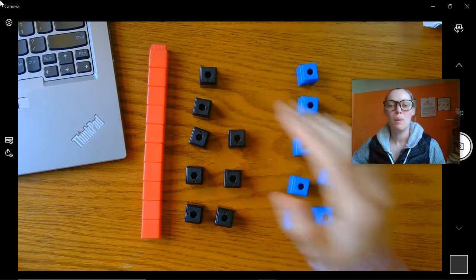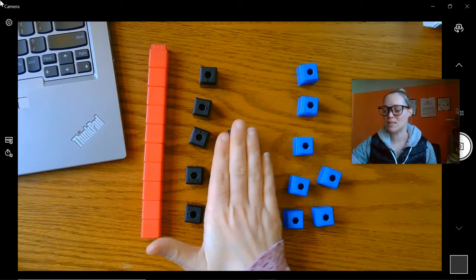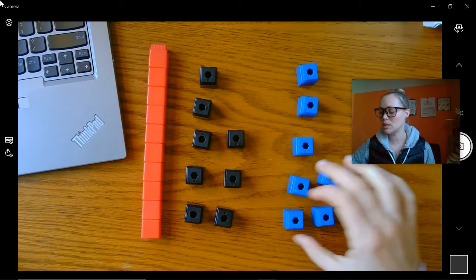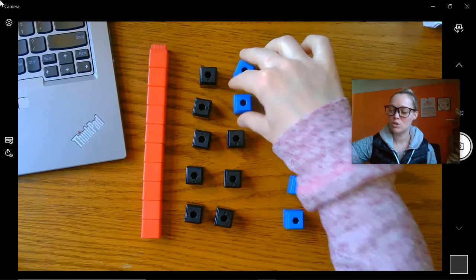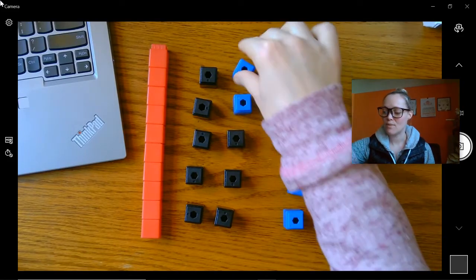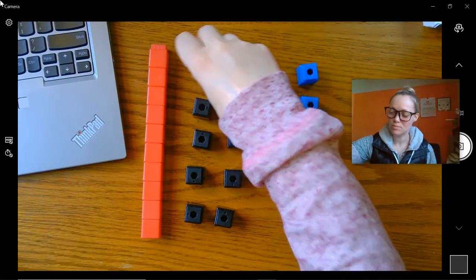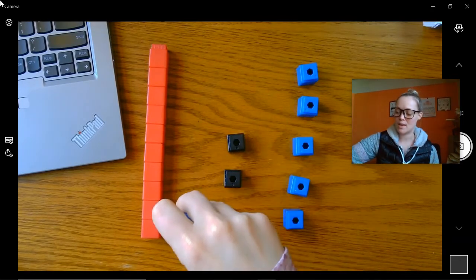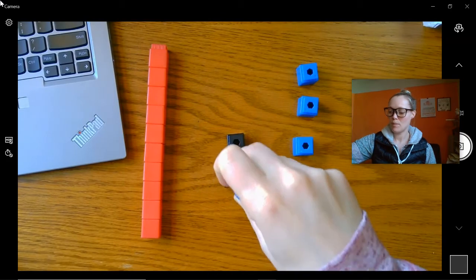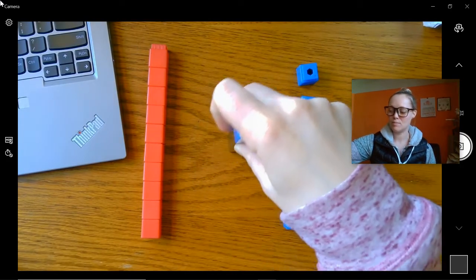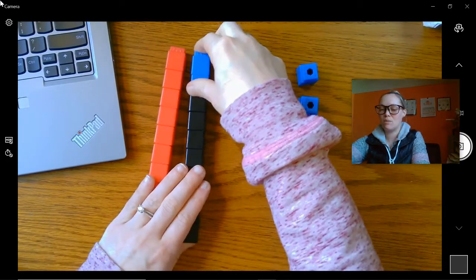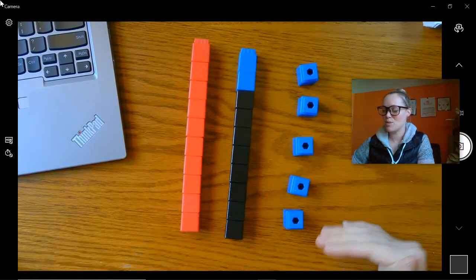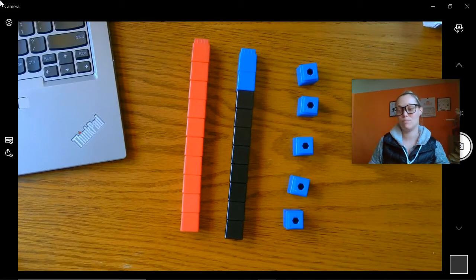Okay. To count this quickly, I can see that I almost have a group of 10 over here. I only need 2 more to make a 10. And if I stick these all together, I had 18 red and black, and then I added 7 blues. Now I have 2 10 sticks, and I have 5 extra, which makes 25.